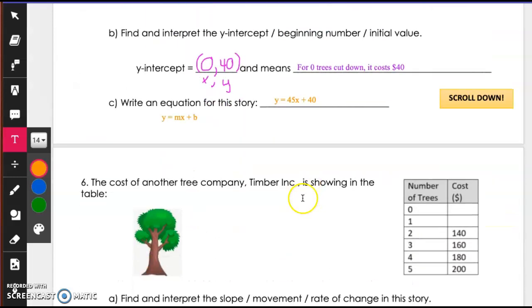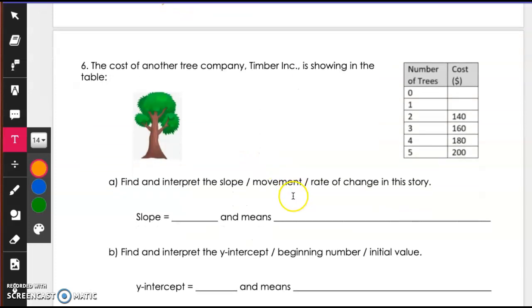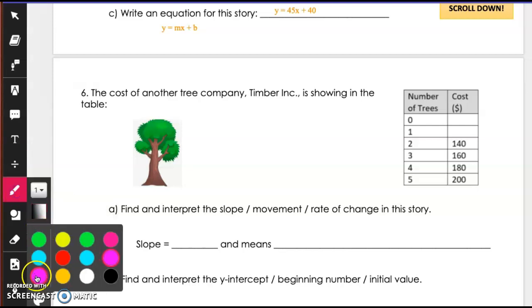Let's scroll down and let's learn about Timber Inc. Haha, timber. I get it. It's shown in a table, so we're going to have to do a little bit of problem solving here. Let's start with our slope.